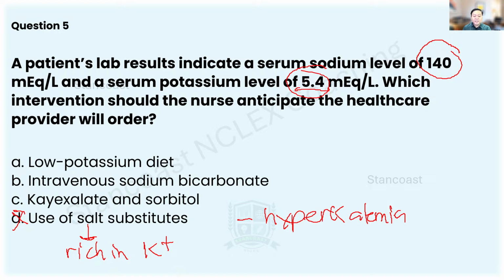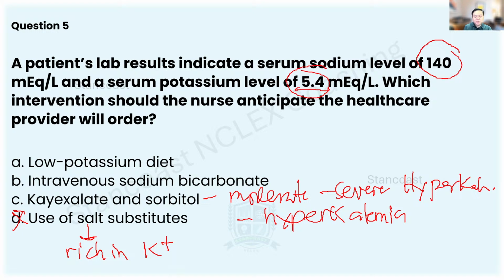We are only going to expect the prescription of kayexalate and also the sorbitol if there is a severe case of hyperkalemia. Let's say greater than 6, or greater than 5.5. This is the time when we are going to expect the administration of kayexalate and sorbitol, only for severe cases, could be moderate to severe in such cases, right? Moderate to severe hyperkalemia.